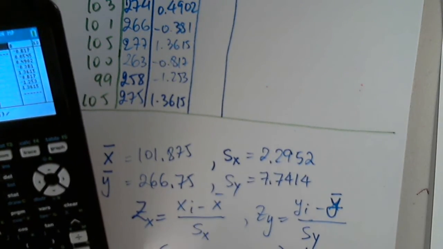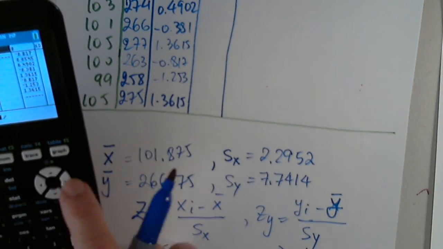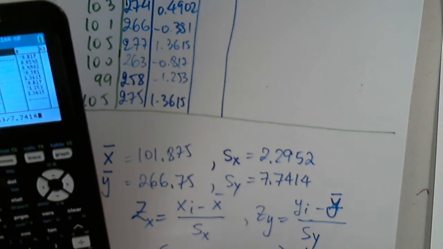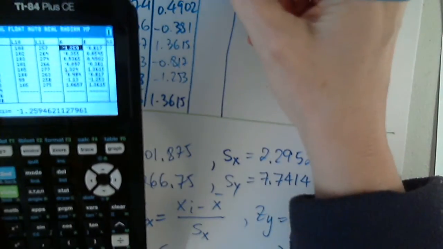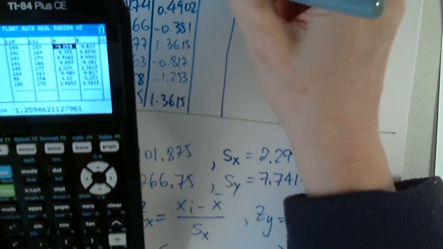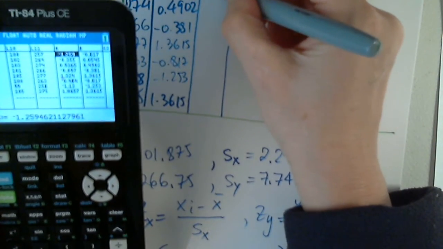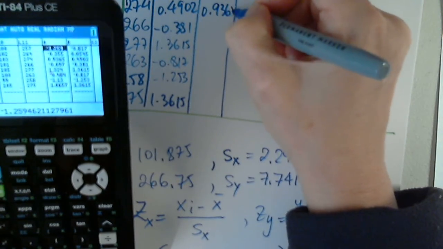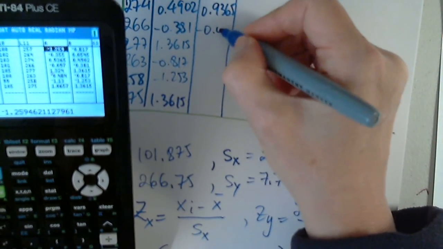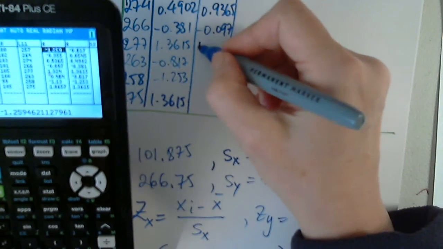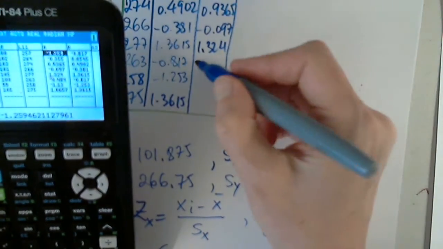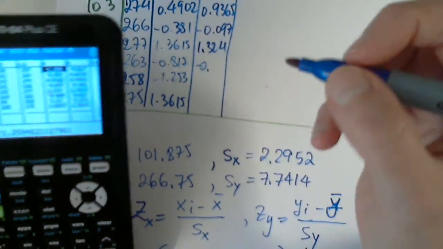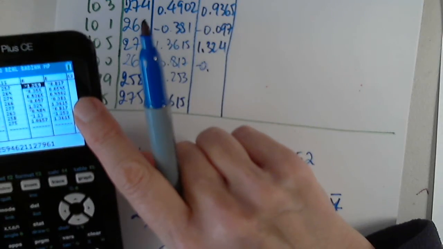So 266.75, close the parenthesis, and divide by 7.7414. That should give us everything. So this is negative 1.259, negative 0.355, 0.9365, negative 0.097, 1.324, negative 0.48.